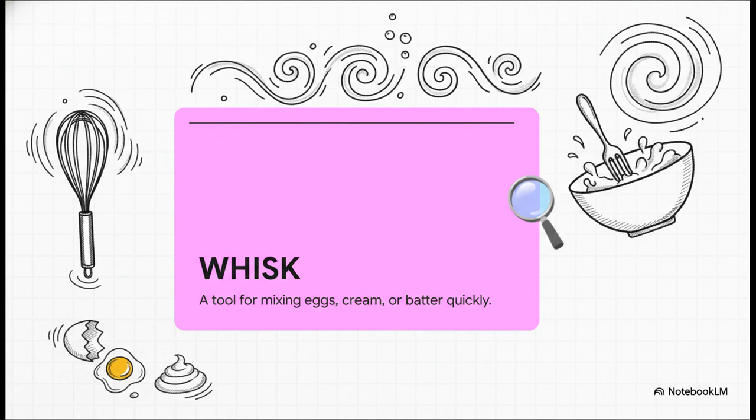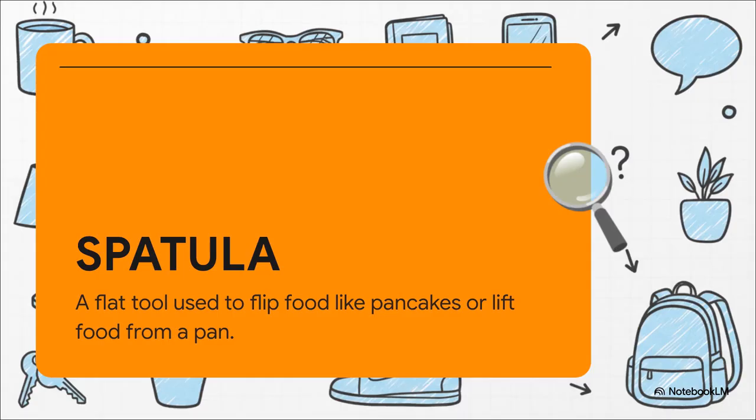You use it to mix things like eggs or cream together really quickly. It adds air into the mix, which is perfect when you're making an omelet or whipping cream. It's way faster than using a fork. And of course, the spatula, a true kitchen hero.